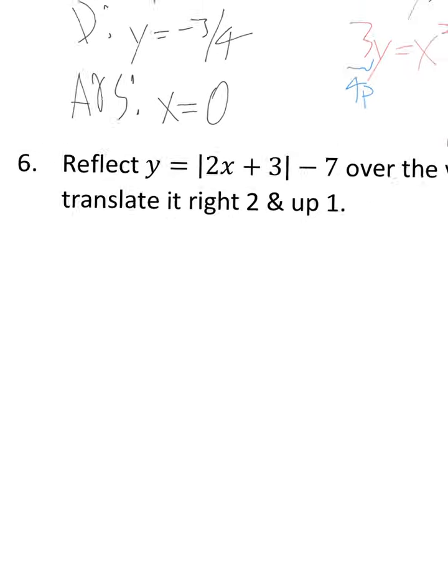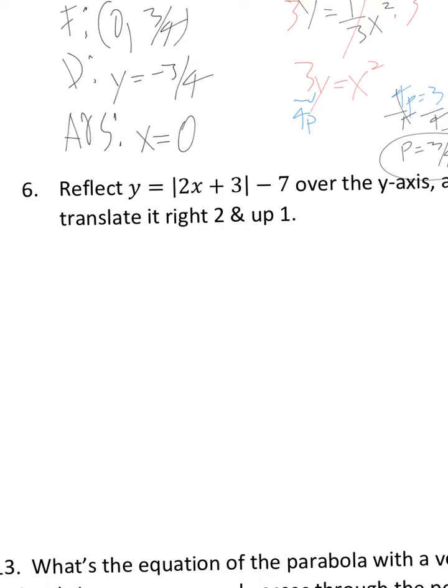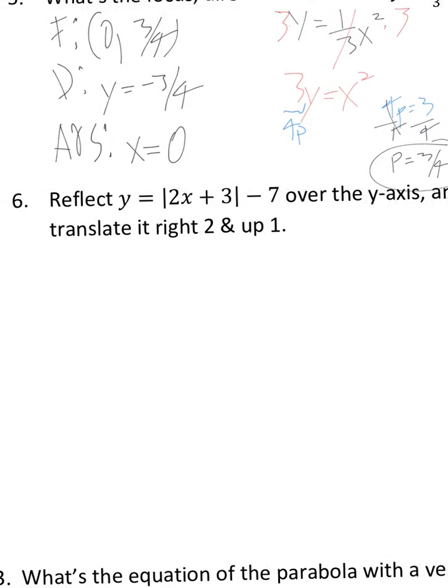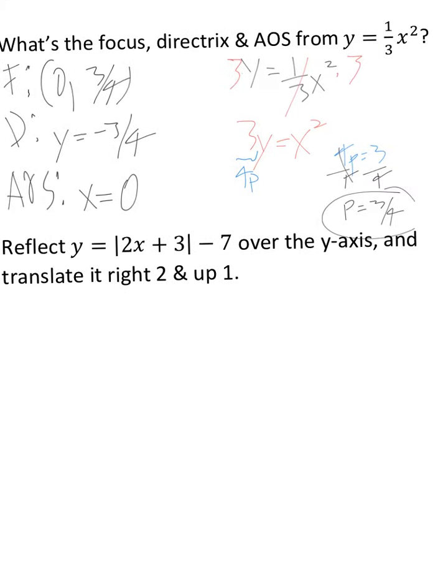Okay, number 6. Reflect y equals absolute value of 2x plus 3 minus 7 over the y-axis and translate it right 2 and up 1. Okay, y-axis reflection is going to make it go negative on the inside. So I'll say y equals absolute value of negative 2x. And translate it right 2 means I'm going to minus 2 from the inside because it's the opposite of what you would think. So 3 minus 2 is 1. So I'll write plus 1. And then up 1 would plus 1 on the outside.